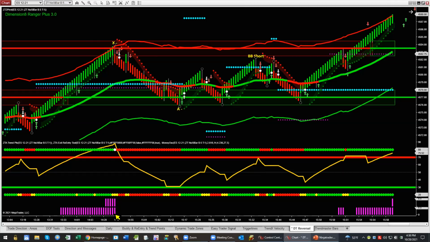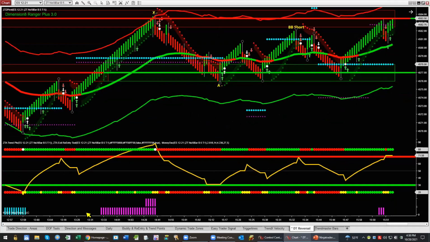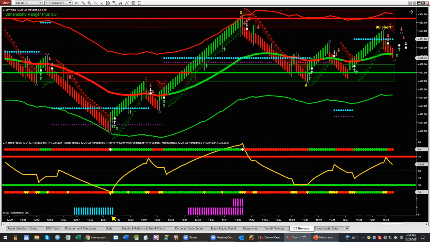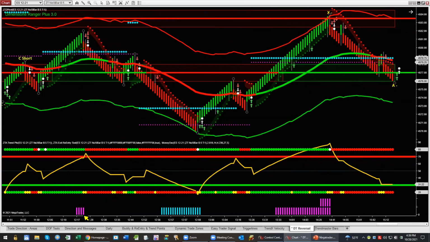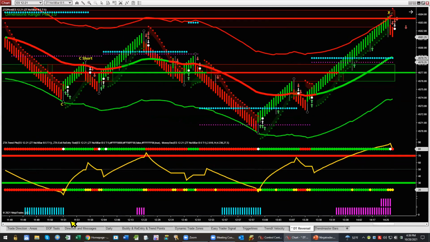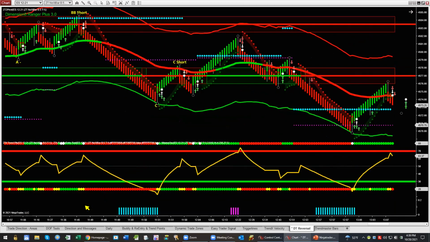This is a setup here where it comes down. You start seeing this, you get the signal here and you go short. You get the signal here and you go long. Here's a short here. It's very simple to use. See the trades? This is what we call our DT Reversal method.